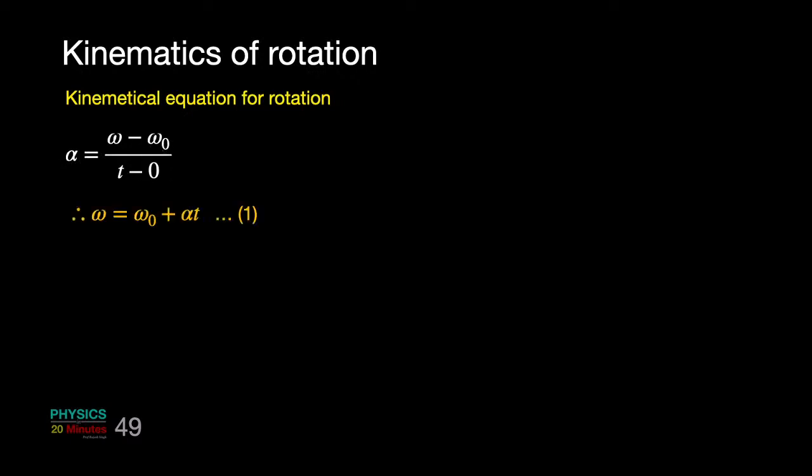I can quickly rearrange the terms and I will get omega is equal to omega 0 plus alpha t. This is my first kinematical equation for rotation. You might recall a similar kinematical equation in linear motion: v is equal to u plus at. So do remember there are parallels, and we will check that as well.